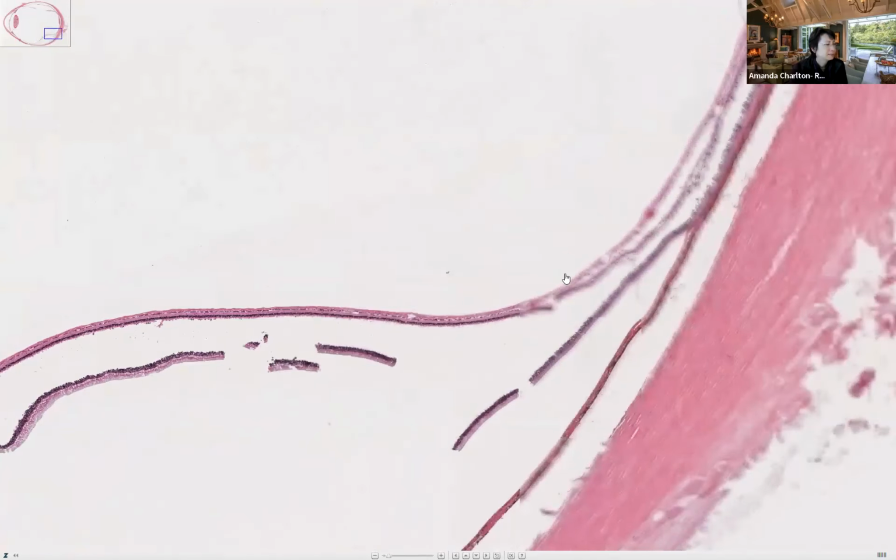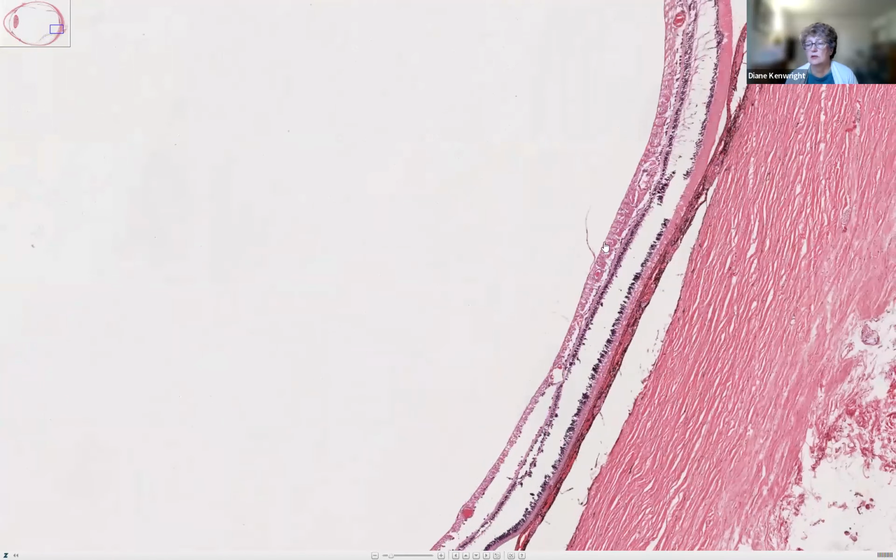Okay, as we're coming along the back here, I'll follow the RPE. Oh, there's something coming in at the top end just there. So that's our nerve fiber layer, isn't it? But the pink stuff that's between the retina and the RPE. Oh, they're coming in here.